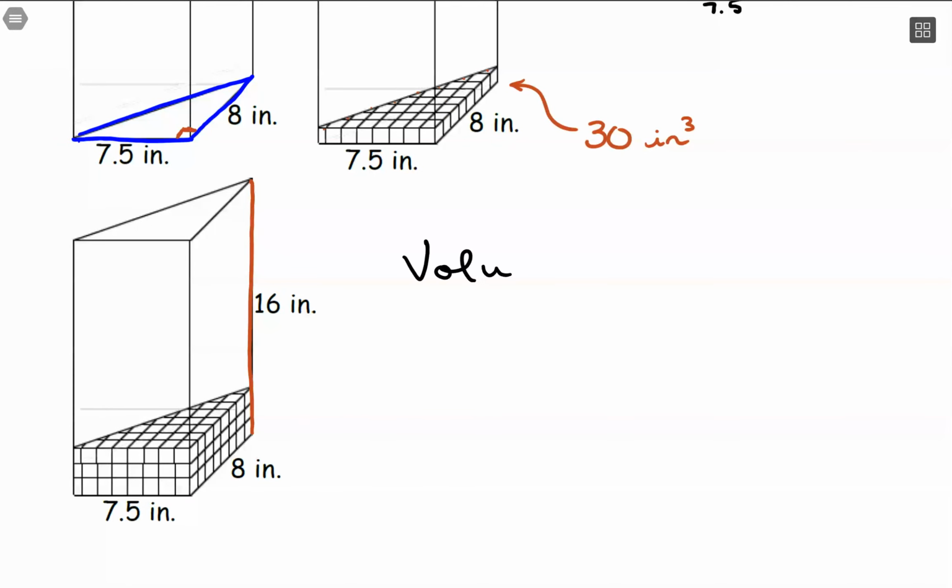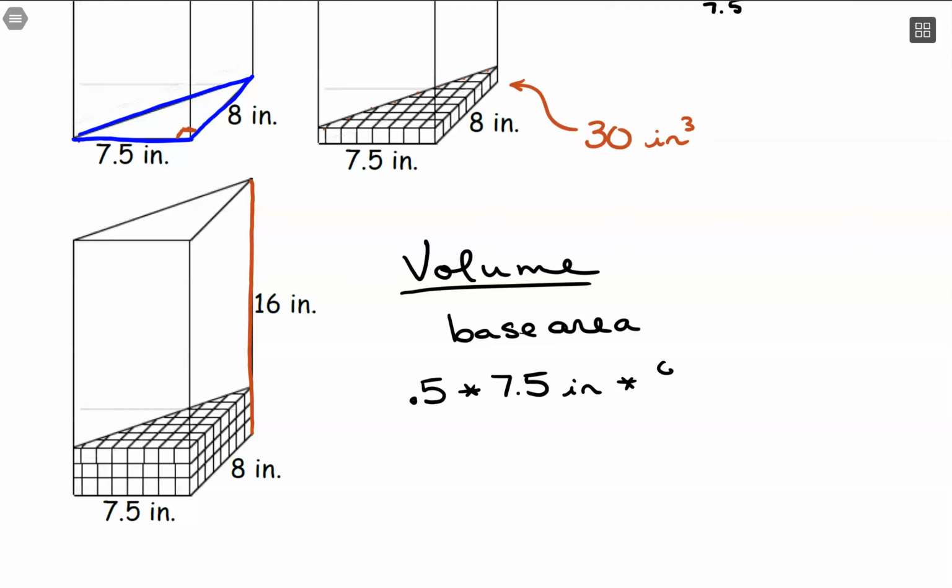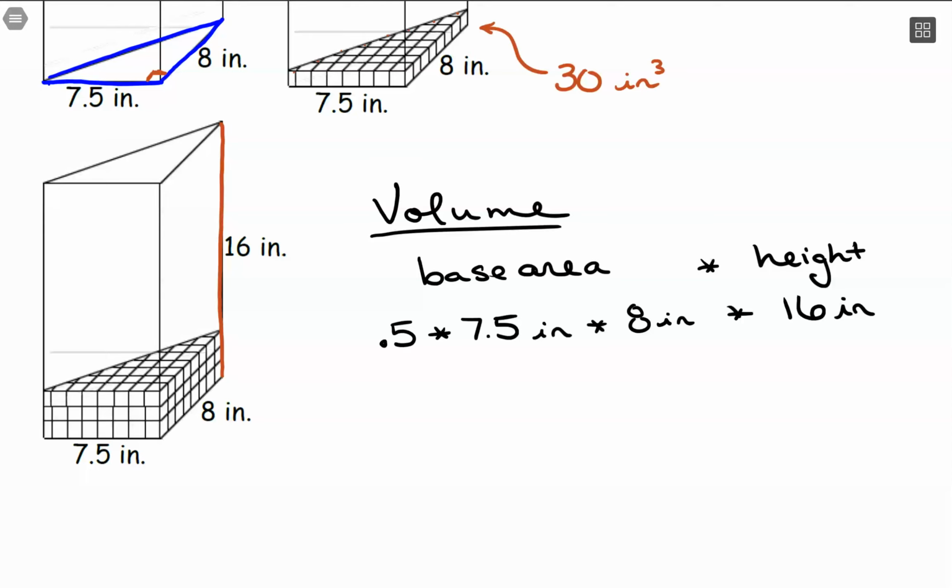So for volume, we're going to take that base area, which was the 1/2, and I'll actually write all of this out. The 1/2 times base of the triangle times height of the triangle, and then we need to do times height of the prism, which is 16 inches. So numerically, plug in the numbers, multiply them up, and that should be 480. Then in terms of units, no units on the half, but inches times inches times inches. So we'll have inches cubed. So that's a way of thinking about volume of prisms.